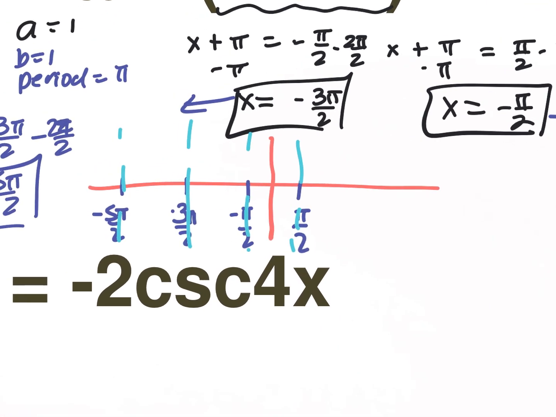We have to find the point halfway between. So halfway between negative 5 pi over 2 and negative 3 pi over 2 would be negative 2 pi. Halfway between negative 3 pi over 2 and negative pi over 2 would be negative pi. And then halfway between negative pi over 2 and positive pi over 2 would be 0. And then we would plot A, which is 1. And we're going to go up at the 3/4 and down at the 1/4.